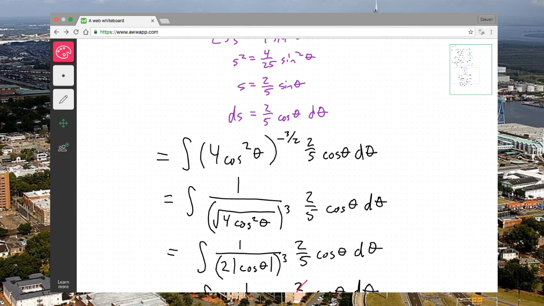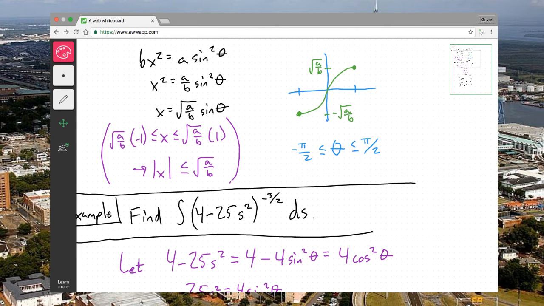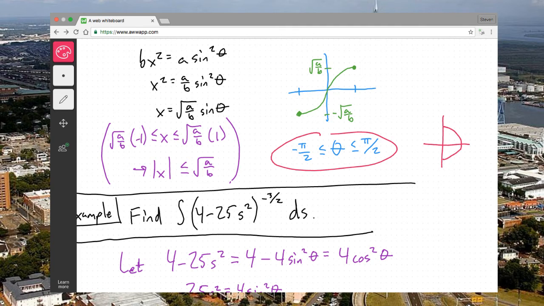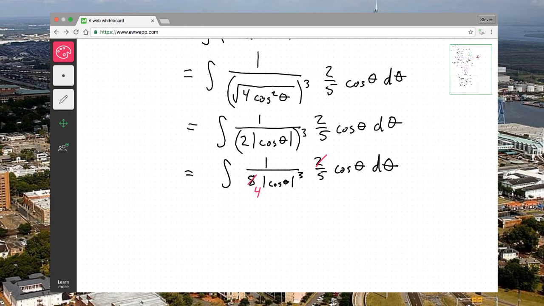We made a promise way back when that my theta value was going to be between negative pi over 2 and positive pi over 2. And notice that on the unit circle, these are the values between negative pi over 2 and positive pi over 2. And the cosine of theta is the x value here, and that's positive along this portion of the unit circle. So, way back down here, that absolute value, I can scratch that out. That means that one of the cosines on the bottom can cancel with the top.